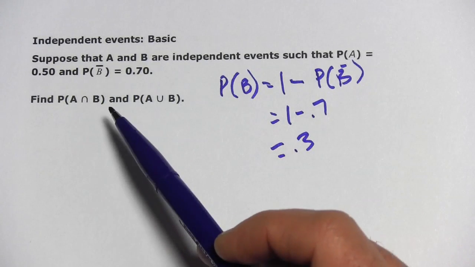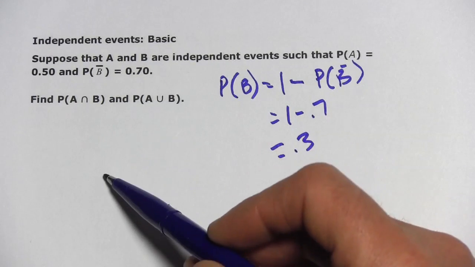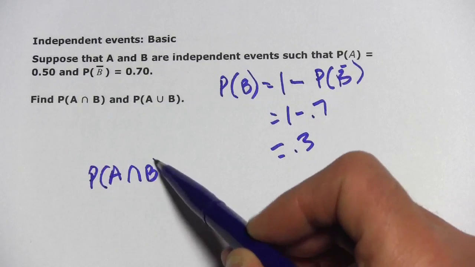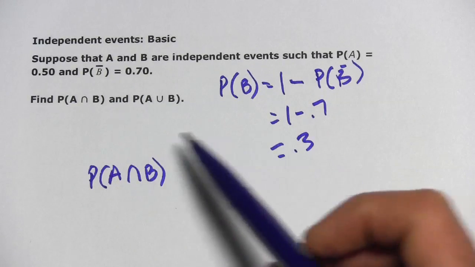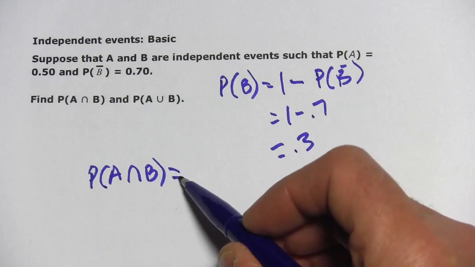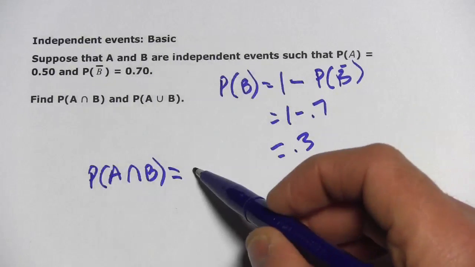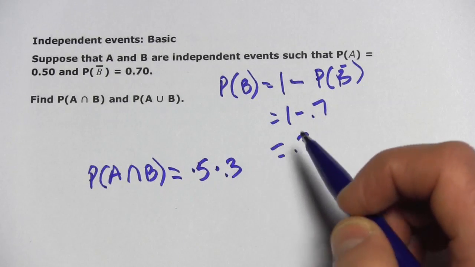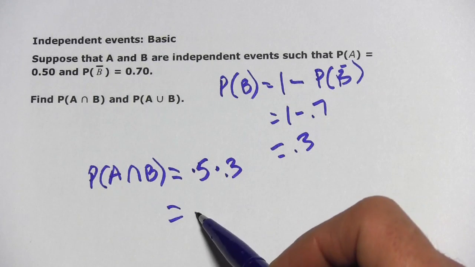The probability of an intersection of independent events, so the probability of A intersection B, is going to be those two probabilities of A and B multiplied by each other. So that is 0.5 times 0.3. And that should equal 0.15.